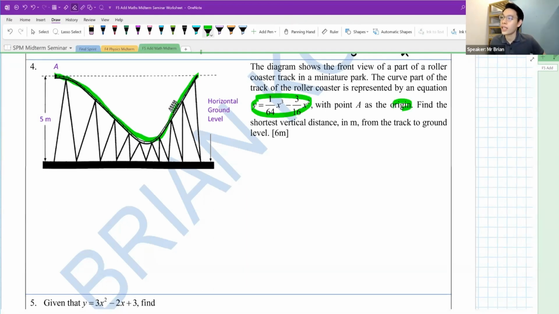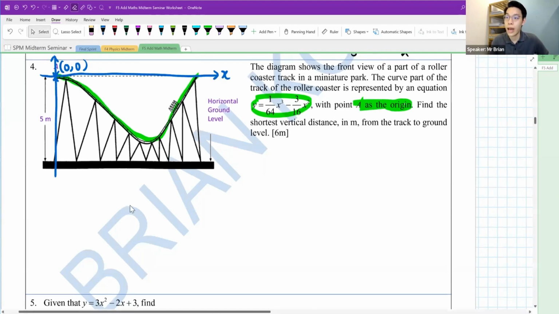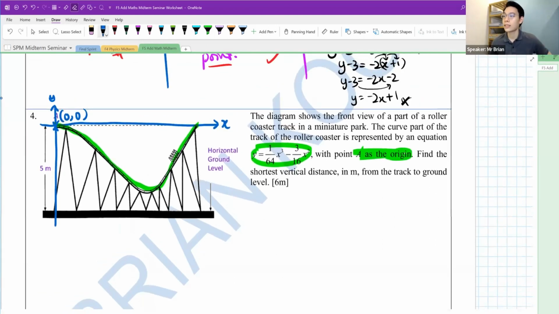Point A is the origin. Origin meaning this point is 0, 0, meaning your x and y axis will be here. Okay, your x-axis is here, your y-axis is here. And then find the shortest vertical distance from the track to the ground. Shortest vertical distance. So this is your ground level.